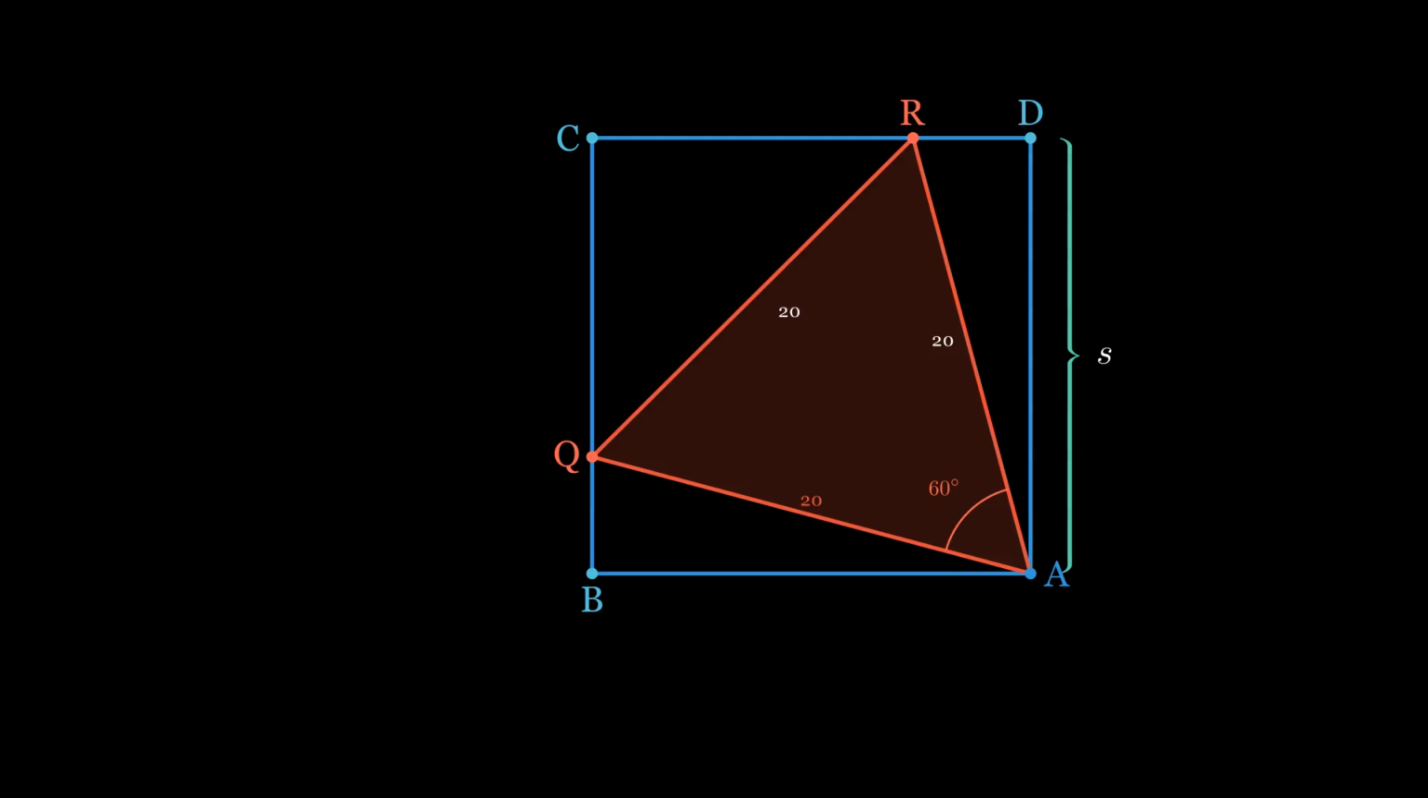Because the triangle is equilateral, all of its internal angles are 60 degrees. This angle at vertex A is particularly important. Our unknown, the value we are searching for, is the side length of the square. We will label this quantity S.